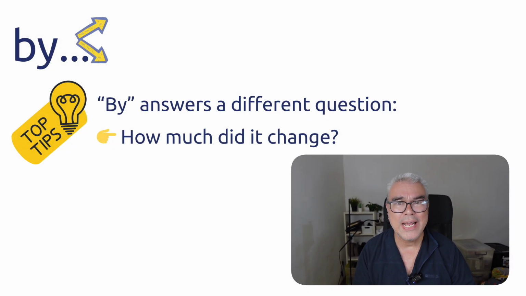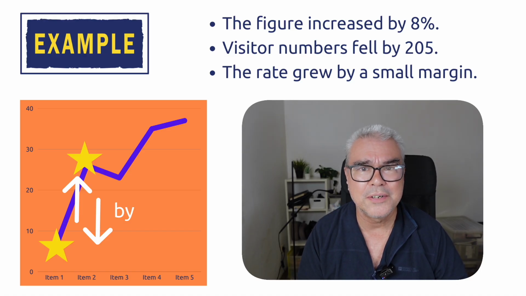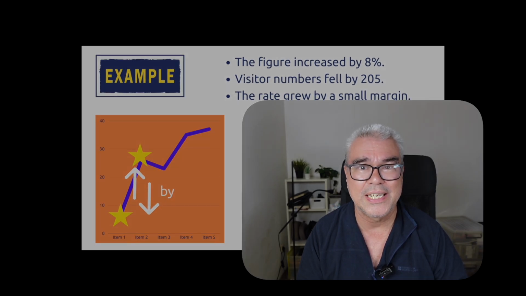And then the last preposition you need to know about is by. And by describes the amount of change that has happened in a data point or in a category. It gives the reader information to the question, how much did this change? Here are some example trend sentences with by. The figure increased by 8%. Visitor numbers fell by 205. The rate grew by a small margin.